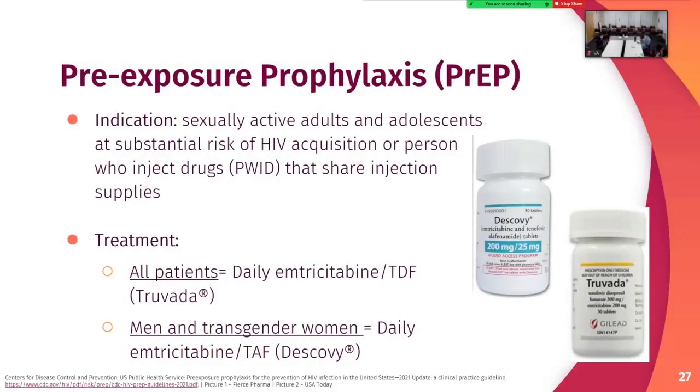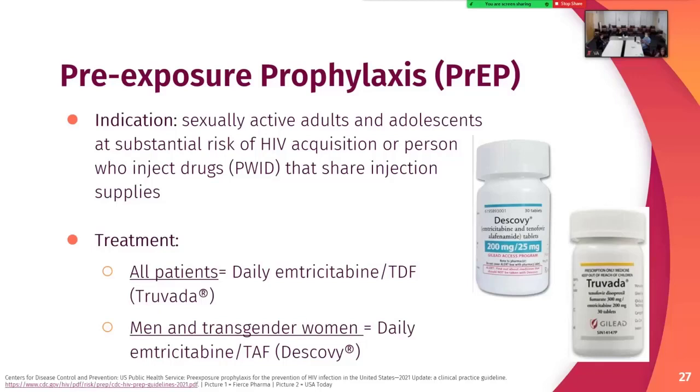Now moving into some of the newer ways to use our ART therapy, our PrEP and our PEP. So first, our pre-exposure prophylaxis or PrEP. This was previously indicated only in patients like men who have sex with men, but now they've really broadened that indication to any sexually active adults or adolescents that are at a significant risk for acquiring HIV.